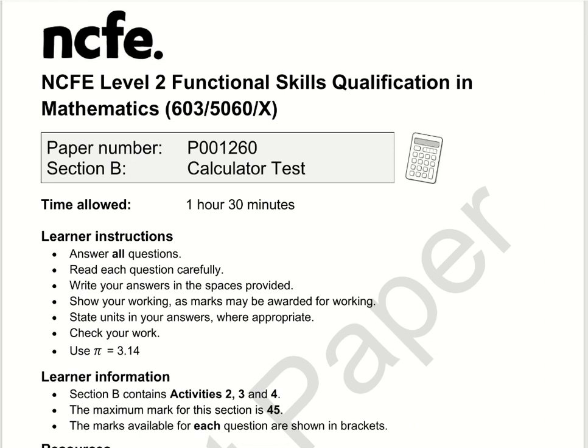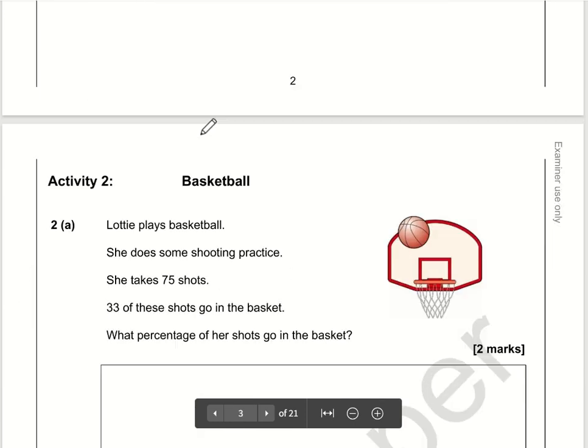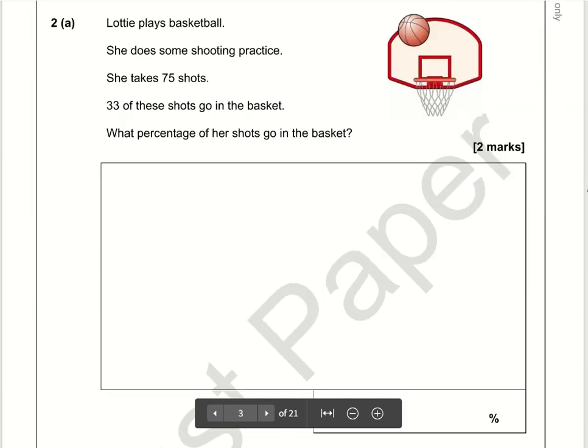Here are the video solutions for NCFE Level 2 Functional Skills Maths. This is Section B, which is the calculator section, and this is from February 2020. Okay, so let's take a look at question number 2.